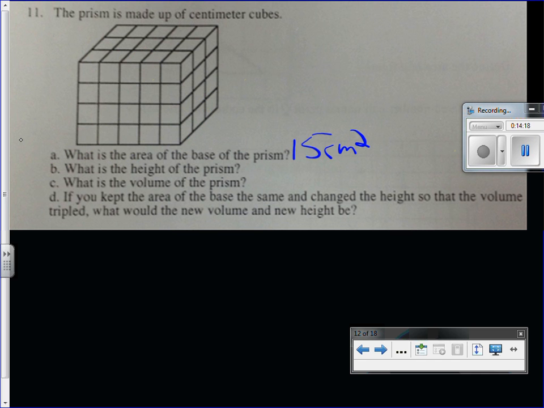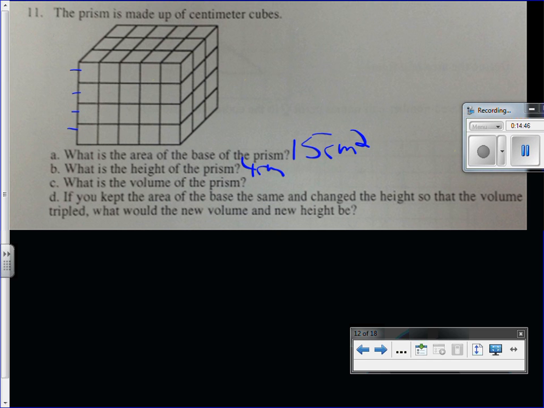These are centimeters squared. What is the height of the prism? Here's another thing. Got 1, 2, 3, 4. 4 is my height. Now, do I write centimeters squared or just centimeters for the height? Centimeters. It's kind of like if someone asks me, how tall are you? If I say 6 feet, 6 inches, that's okay. If I say 6 feet, 6 inches squared, that's kind of messed up, okay?